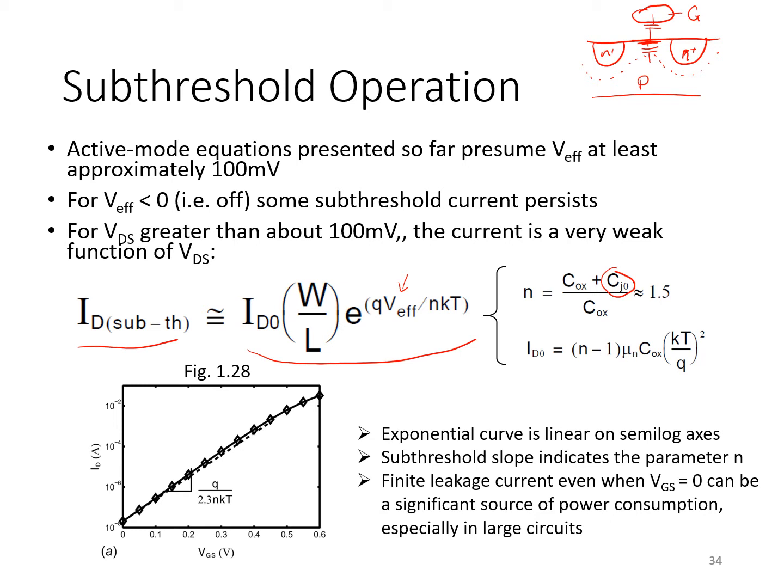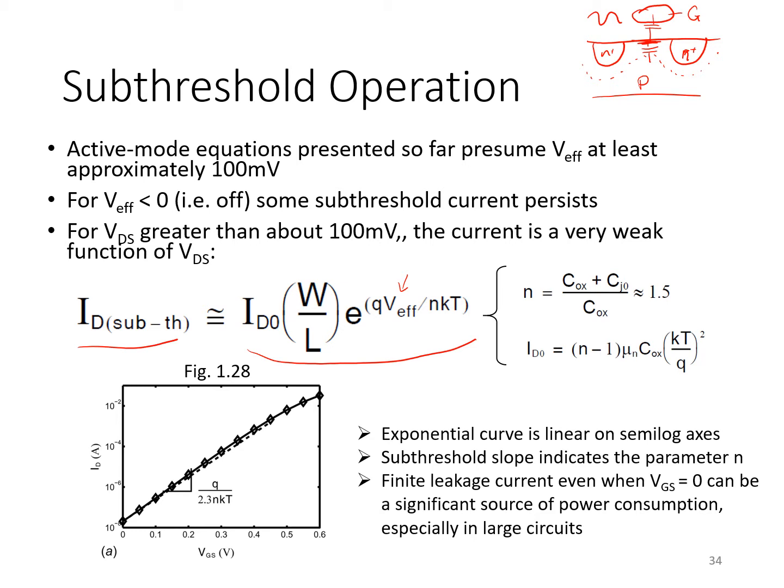So those two series capacitances form a kind of voltage divider that determines how much the surface potential changes in response to changes in the gate voltage. And so the ratio of those capacitances, which is captured with this expression here, is important in determining the subthreshold current. And that ratio is in turn a technology parameter. It's not something that a designer typically has much control over. Typical value might be 1.5 or thereabouts.